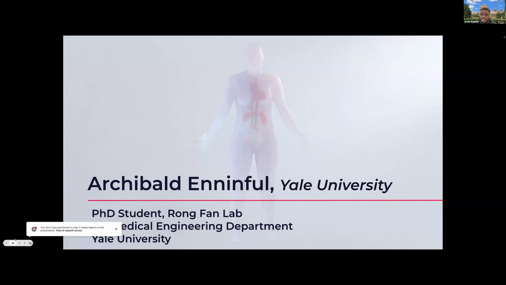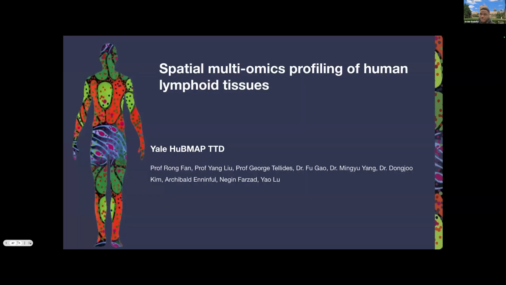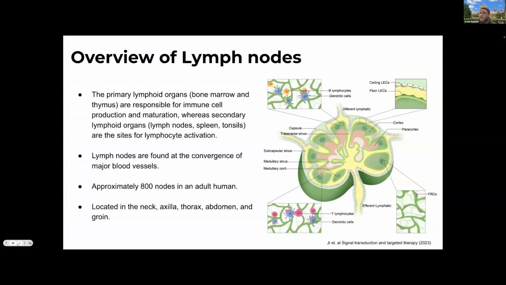So hi everybody, my name is Archie Enninful. I'm a PhD student in Dr. Wong's lab at Yale, and we're part of the HuBMAP TTD, where we're focused on the spatial multi-omics profiling of lymphoid tissues. And the specific tissue we are focused on is the lymph node.